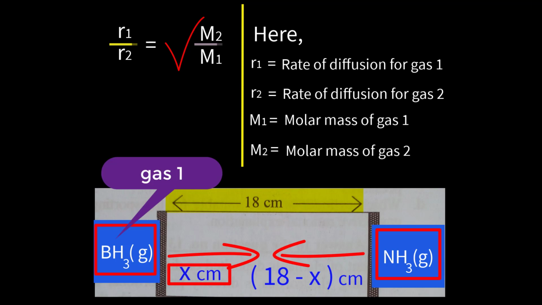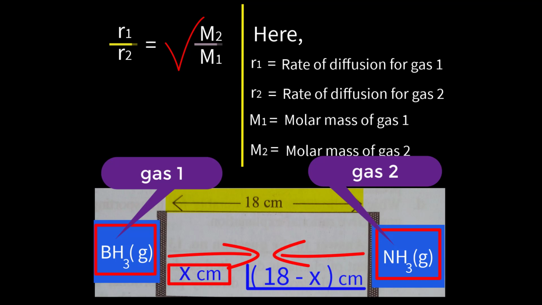Between the two gases, the gas for which we consider the distance x centimeter will be gas number 1. Therefore, the remaining gas will be gas number 2. That means gas number 2 will be 18 minus x centimeter.